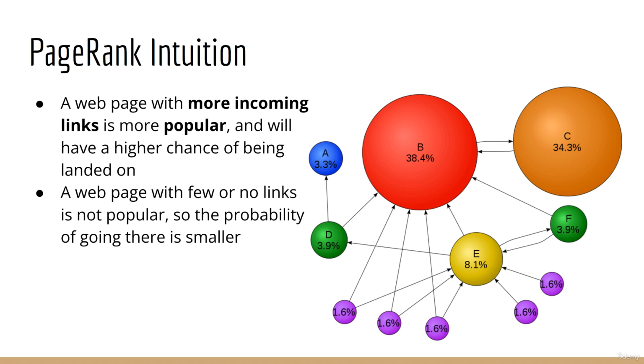Now, what does this mean for us? Well, these probabilities are in fact the PageRank scores. Popular web pages get a higher score, and less popular web pages get a lower score. The assumption is that more authoritative, legitimate pages will have more incoming links.